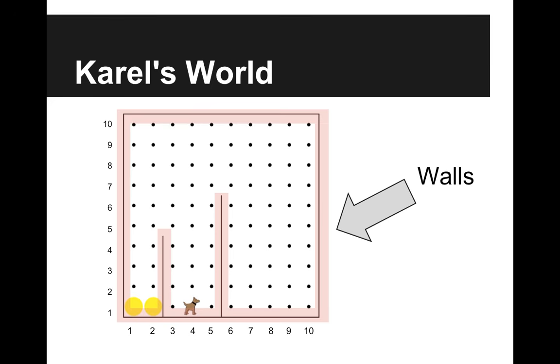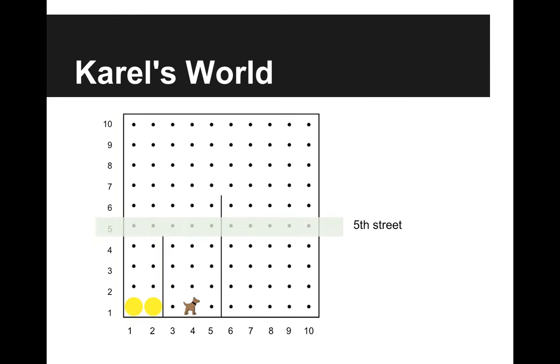First are the walls. The walls are represented by lines that Karel cannot move through. Some of these lines make up the border of the world, and some of these lines are inside on the grid. We also want to be able to refer to Karel's position.